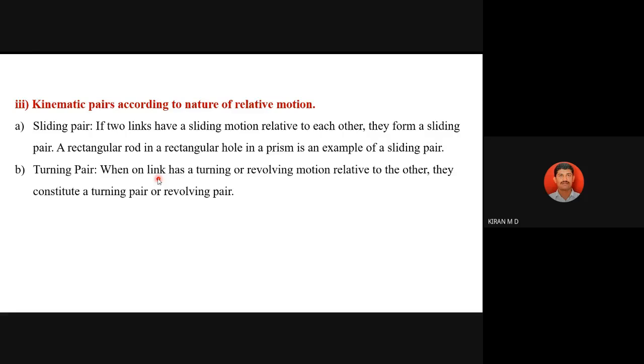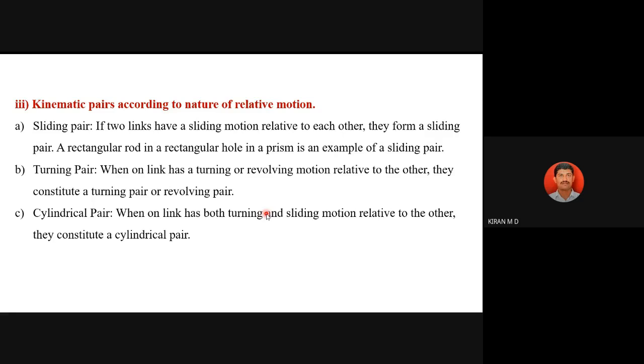Turning pair is when it is rotating. For example, a shaft rotating inside a bearing, but there is no axial motion. The third one is the cylindrical pair. Here the cylinder has both turning and sliding motion. Here only turning, here only sliding, here both turning and sliding motion.